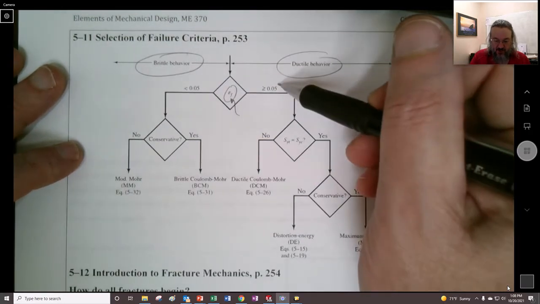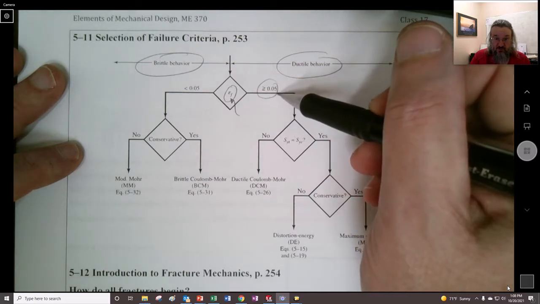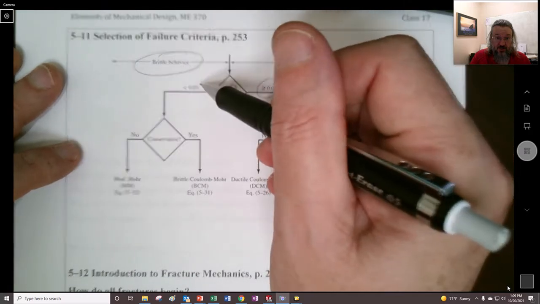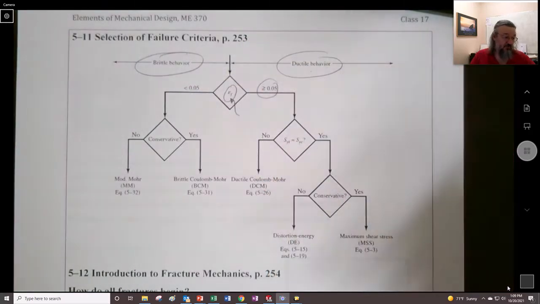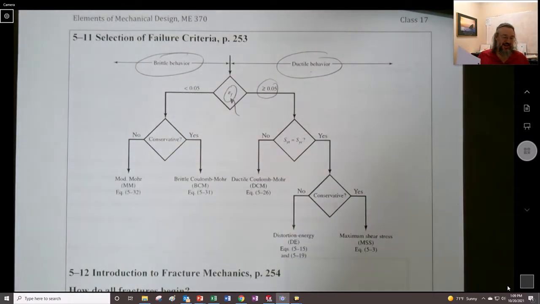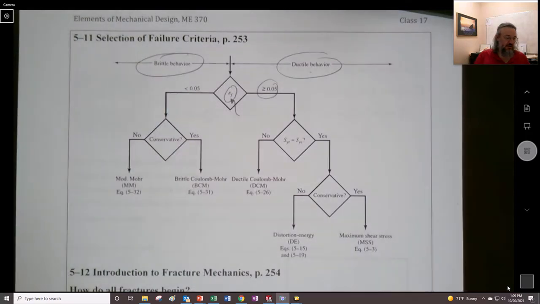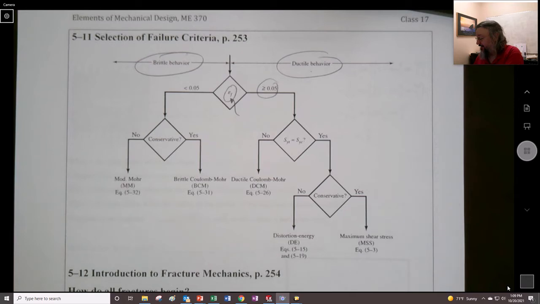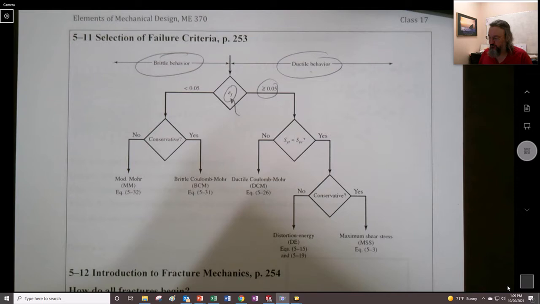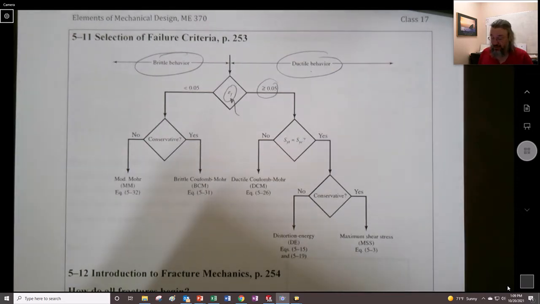If the fracture strain is greater than 0.05, we consider that ductile. If it's less than 0.05, we use brittle. That's what they're saying. So this is the strain at fracture, and there's not many places that you're going to find that, I think. But I did look it up, and in my notes I say if you go to table A-22, you're able to find some data for that.